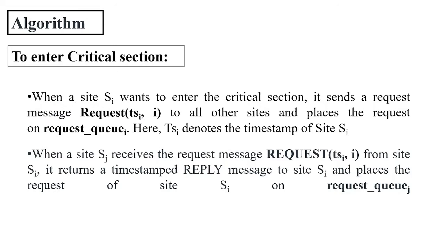Okay, let's proceed to the algorithm. To enter the critical section, when a site S wants to enter the critical section, it sends a request message, request (TS, i), to all other sites and places the request on the request queue. Here TS denotes the timestamp of site S. When the site Sj receives the request message from site Si, it returns a timestamped reply message to the site Si and places the request of the site Si on its request queue.